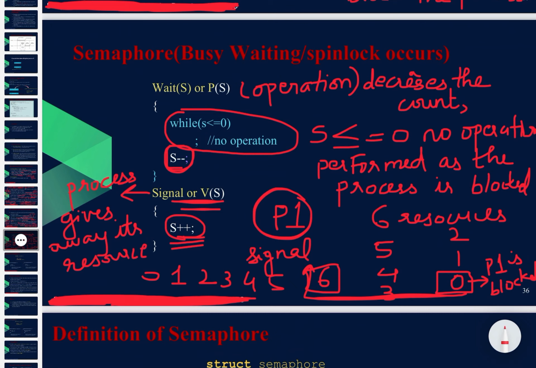And what does wait do? Wait will decrease the value, that means it will do S--, and when the value of S is less than or equal to 0, no operation will be performed and the process will be blocked.